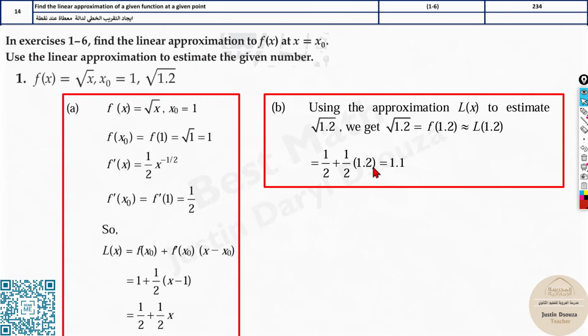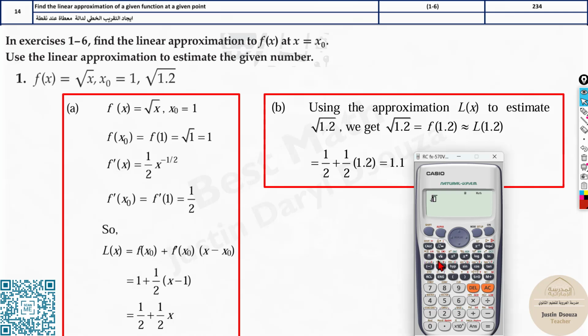So finding this estimate is very easy. Let me show you in the calculator. All you do is put square root and whatever the value is, 1.2, and that's it. That will be the answer. It will be 1.1, the approximated value. So you can easily find it in the calculator.